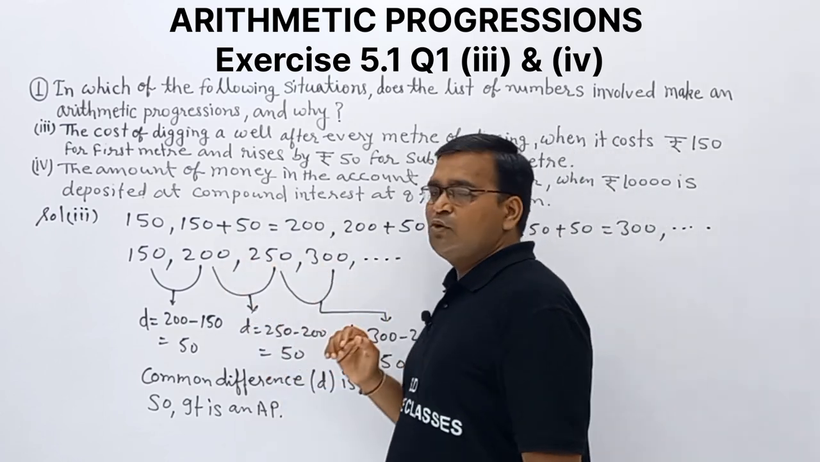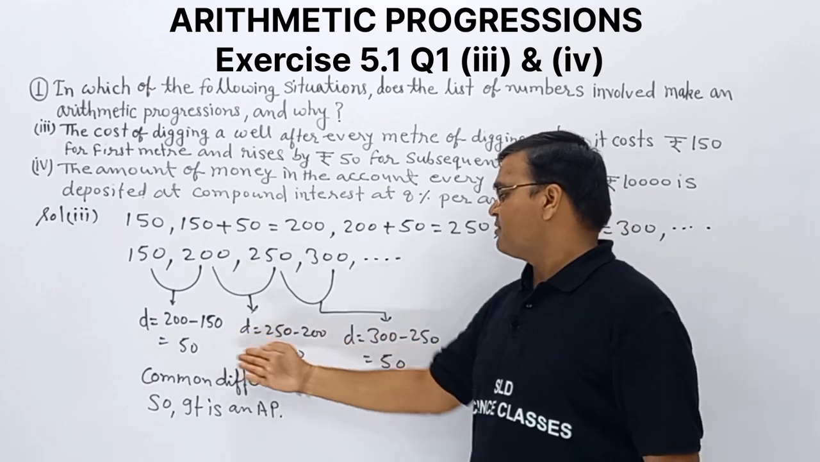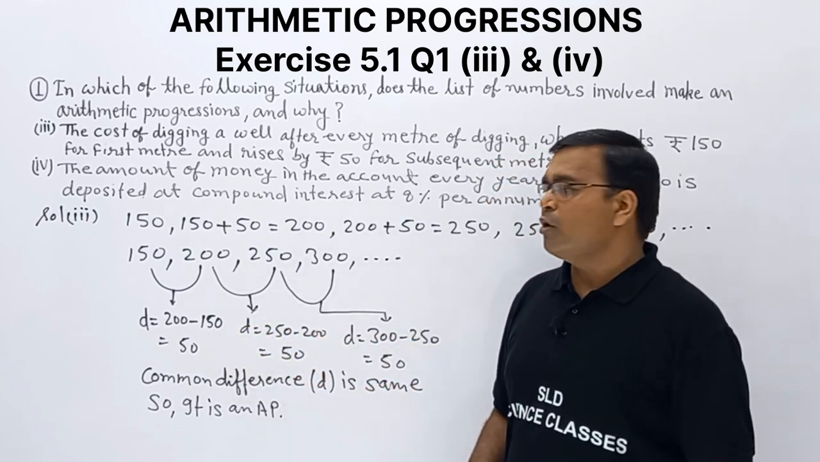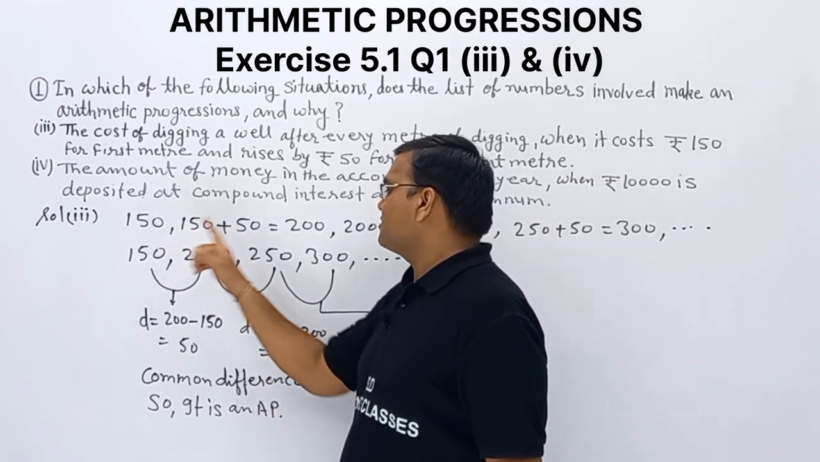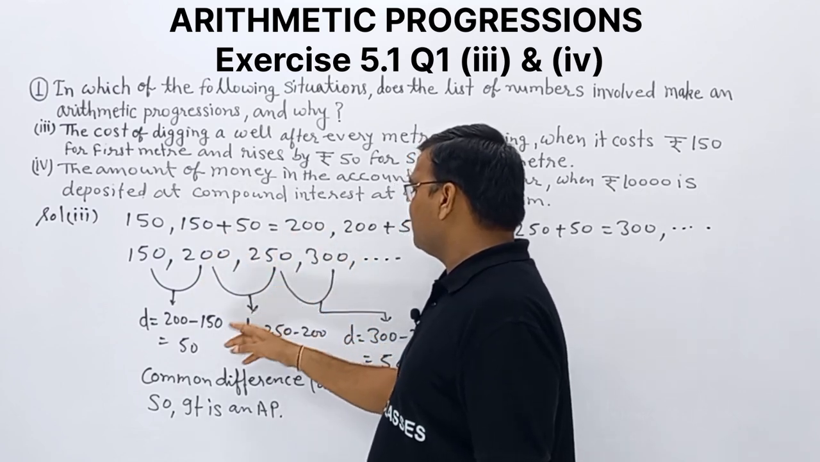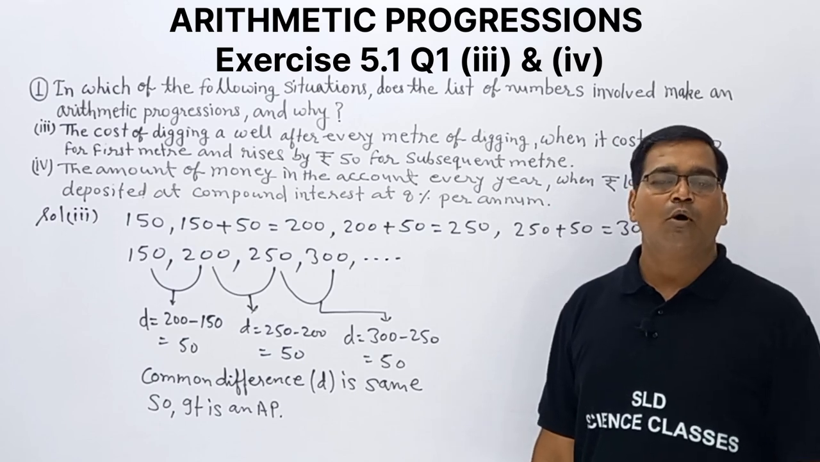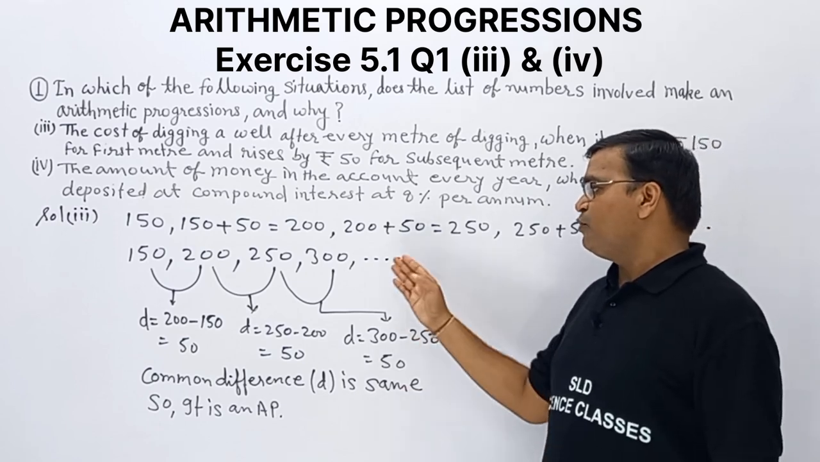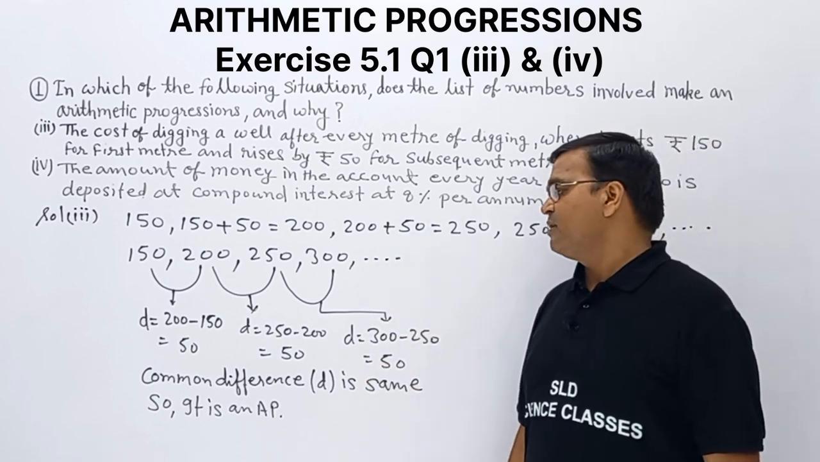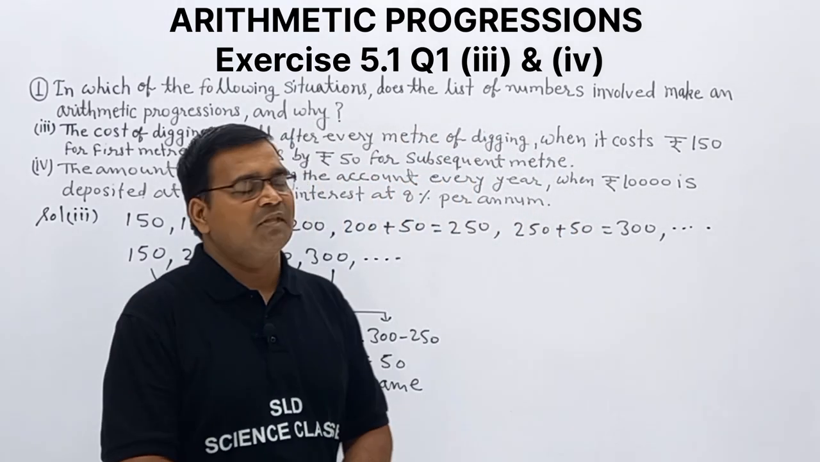Then we are getting a sequence, and to check whether this sequence is an AP or not, we will find the common difference. How will we find it? Second term minus first term, third term minus second term, fourth term minus third term. We are getting the same number, and this same number is called the common difference. Once we get the same common difference, we can say the given sequence is an AP.